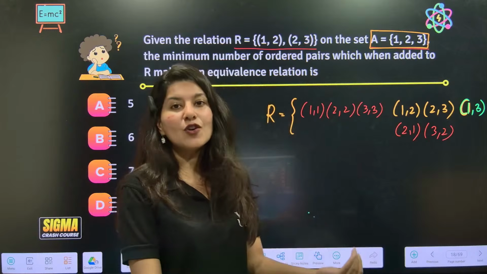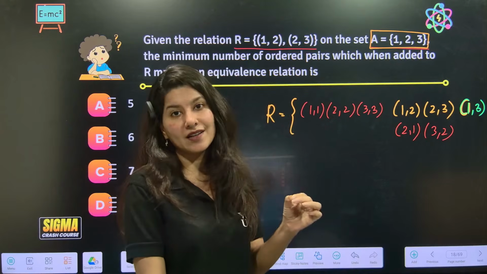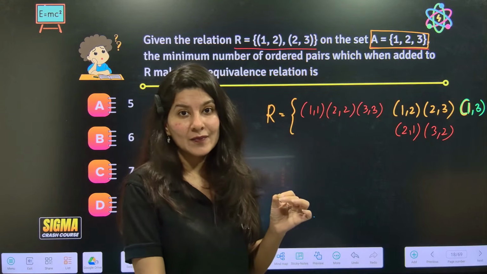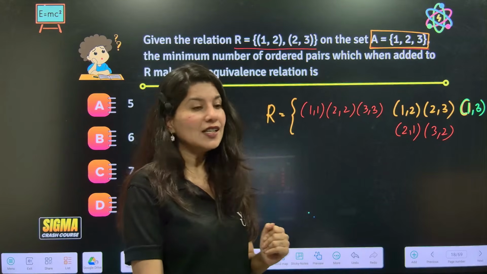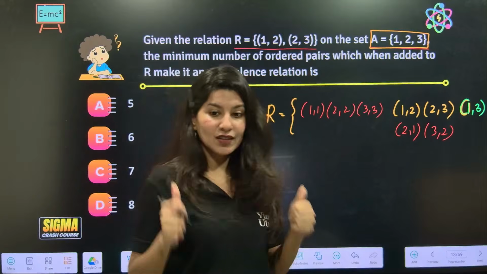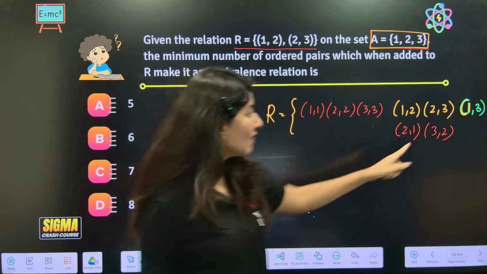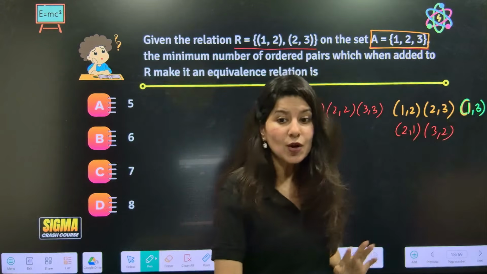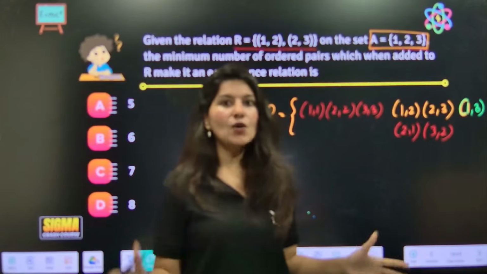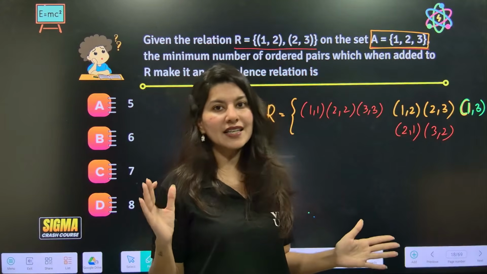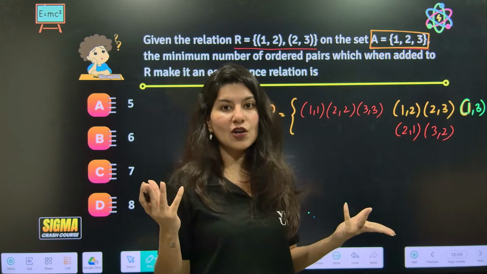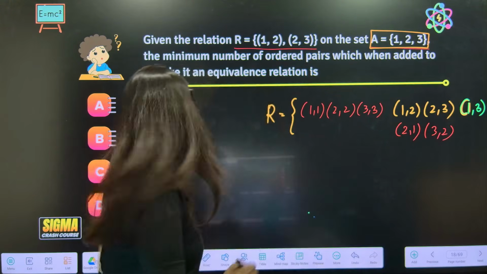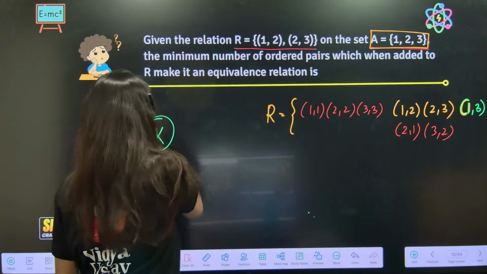And in JEE Main also a similar mistake students have done. That ma'am, first we made it reflexive, good boy, good girl. Now we made it symmetric, good job. Then last, ma'am, we didn't forget. We added 1 comma 3 and made it transitive. So now reflexive tick, symmetric tick, transitive tick. So ma'am, very tick, tick, tick. 6 ordered pairs, and 6 is an absolutely wrong answer, my dear students.